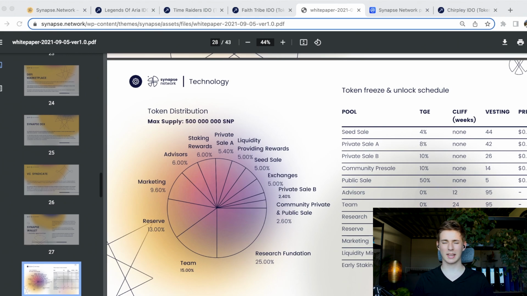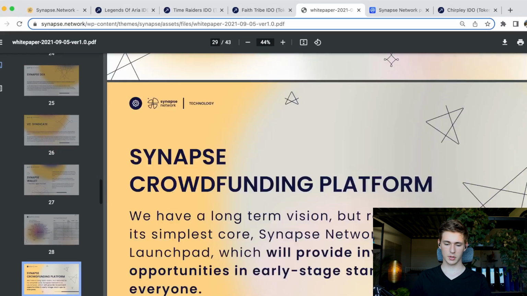We're going to look at the crypto rank in a little bit to see how these rounds performed and if these early investors into Synapse made profits. But for you guys, it's not that important, so I'll do it later on in the video. All right, so that's all for the tokenomics.